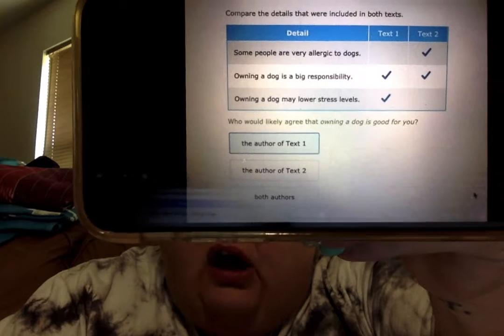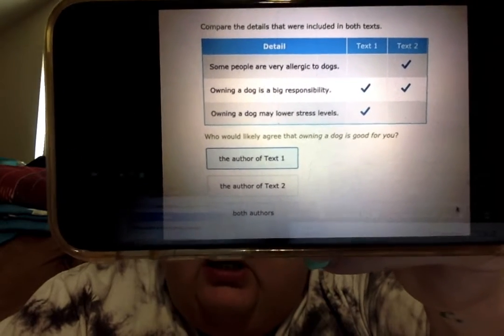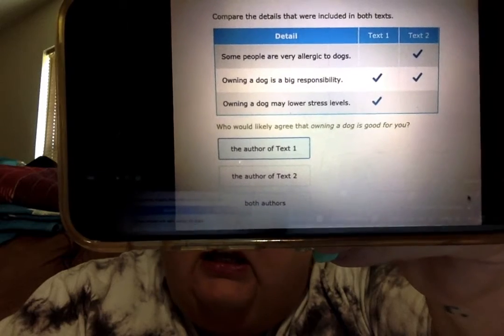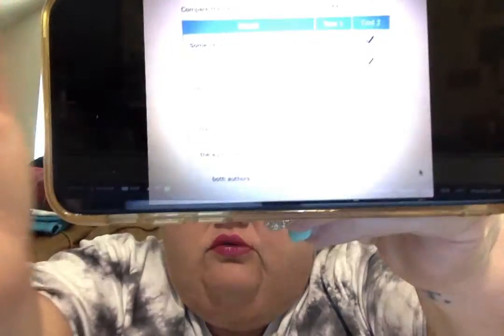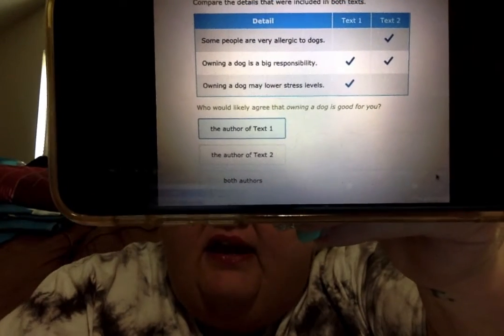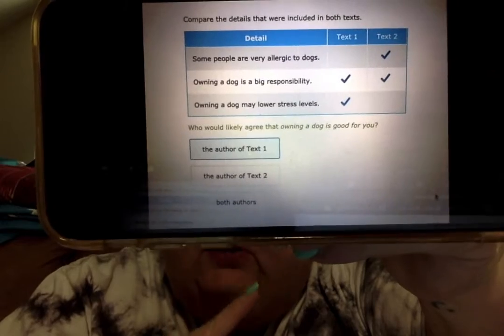And the details are, some people are very allergic to dogs. That was only in text 2. Owning a dog is a big responsibility. That was in text 1 and text 2. And then owning a dog may lower stress levels. That was only in text 1.